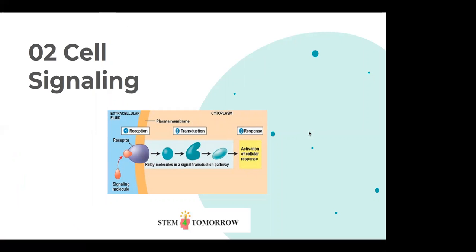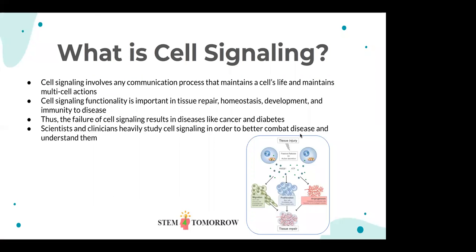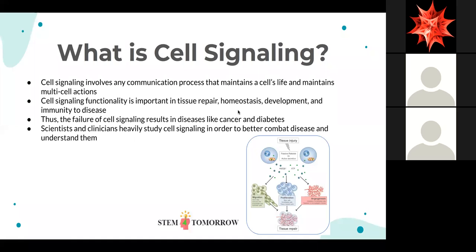So next we're going to be talking about cell signaling. What is cell signaling? Cell signaling involves any communication process that maintains a cell's life and maintains multi-cell actions. Cell signaling functionality is important in tissue repair, homeostasis, development, and immunity to disease. Thus, a failure of cell signaling could have really grave results in diseases such as cancer and diabetes. That all comes from failure of cell signaling. And scientists and clinicians heavily study cell signaling in order to better combat diseases and understand them.